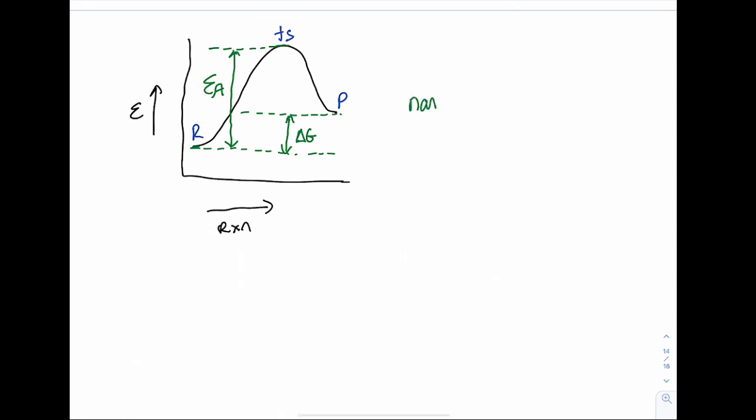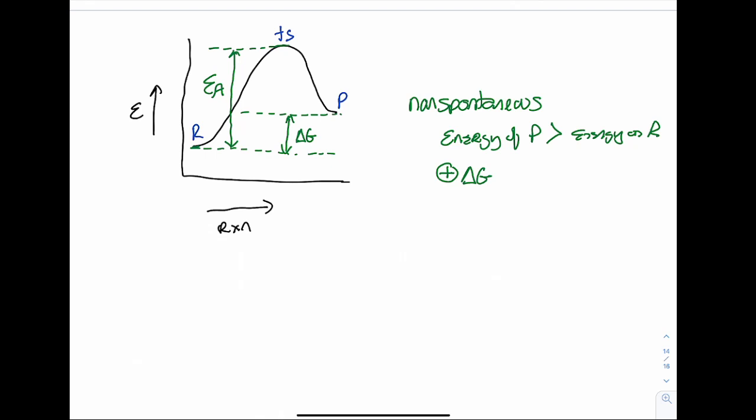This is non-spontaneous, right? The reason we know that is that the energy of my products is greater, right, than the energy of my reactants. So this one would actually be favored in the reverse direction if this one went in both directions. So non-spontaneous, the energy of my products is greater than the energy of my reactants. I have a positive value for delta G. It would be an endergonic reaction if we wanted to use those.